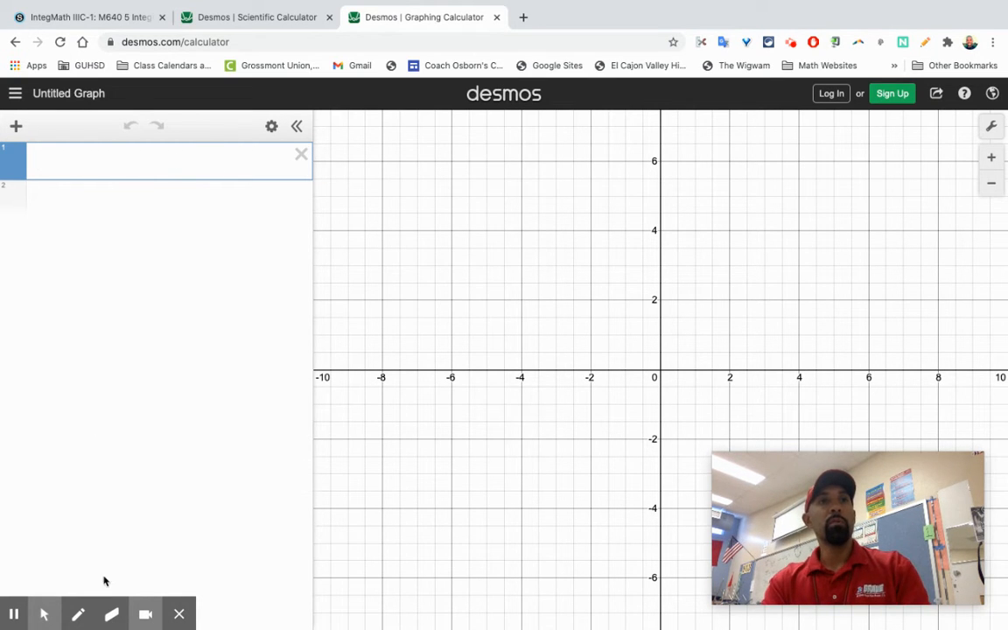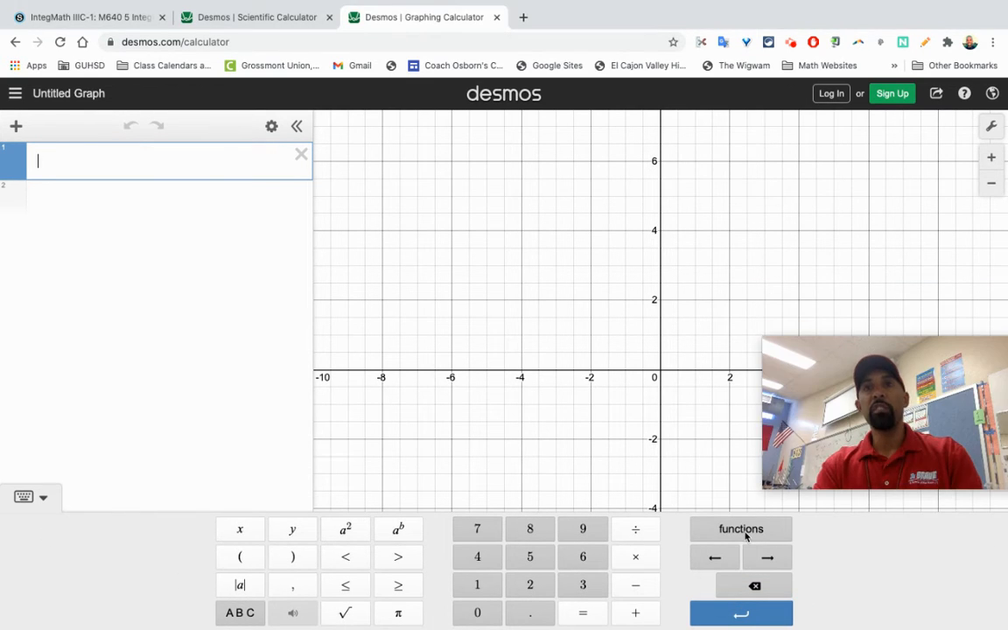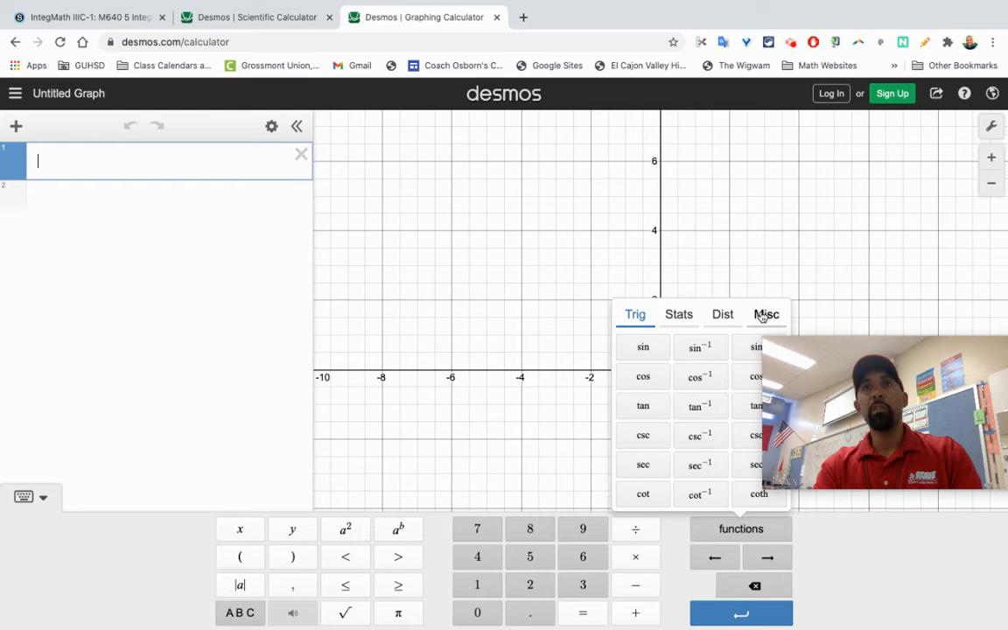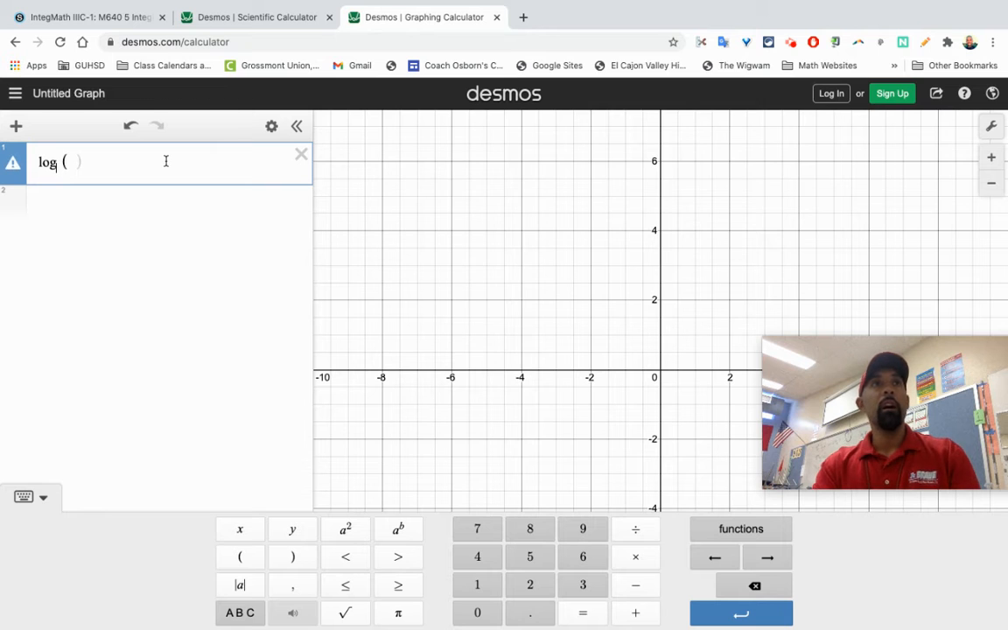Okay, so what we'll do, let me hide this, is open the tools and go to functions here. Then you have to go to miscellaneous, and you'll see the regular log, which, remember, if there's no number there, that means it's a base of 10. But we don't want base of 10. We want to be able to change the base. So we use the log base a there. That allows you to input a base. Okay, so the first one was log base 1.17 of 3.